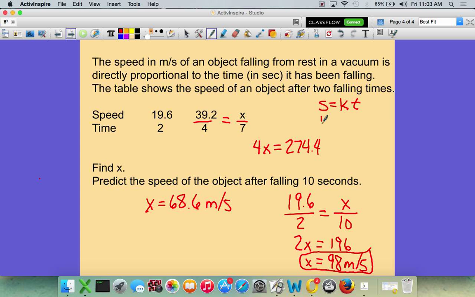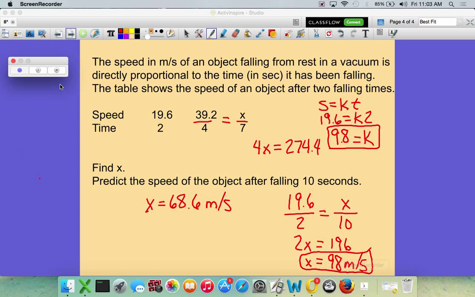Our speed is 19.6. Our t value for this is 2. K equals 19.6 divided by 2, which is 9.8. And that would be our answer for our k value. And then you could use that to be able to solve for all your other things. It all depends on what you want to do with this. Any questions, please ask.